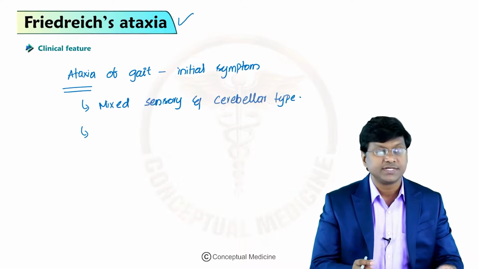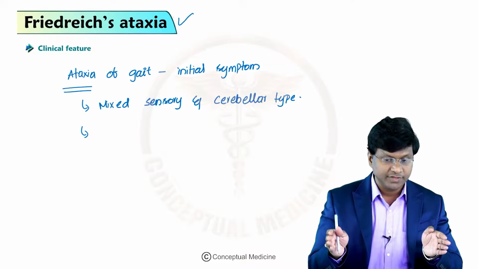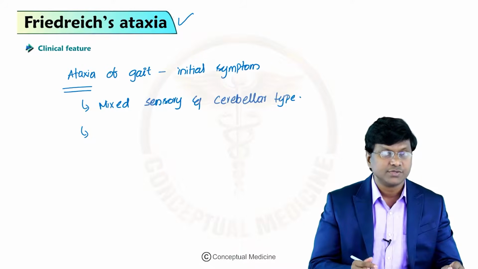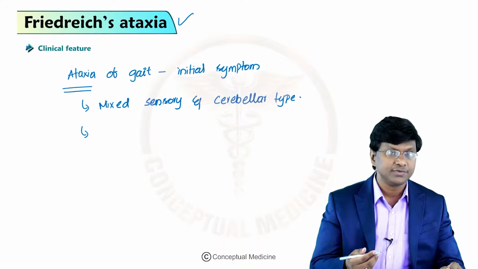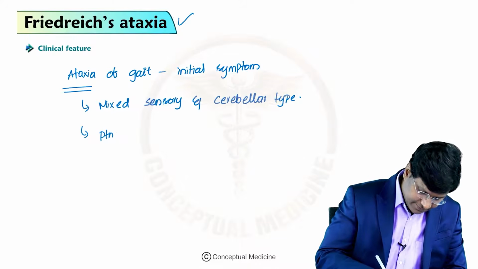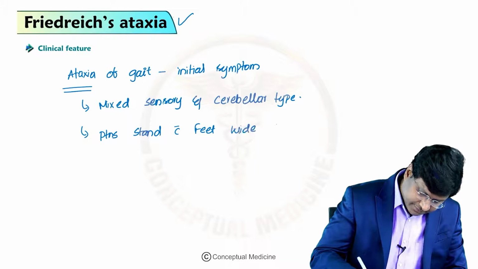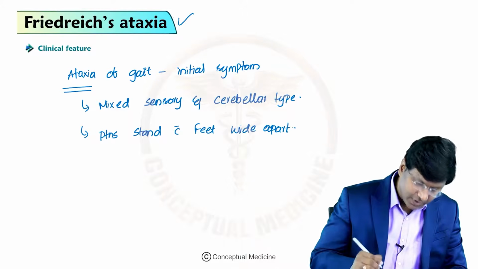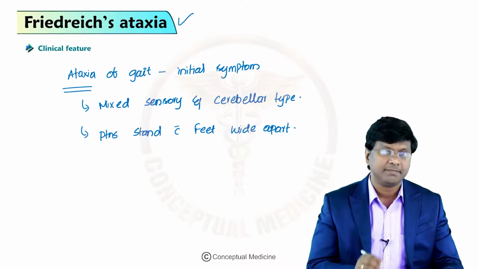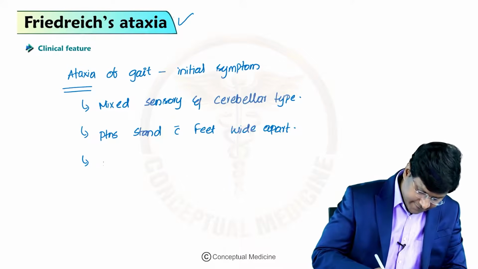Now in these patients, they cannot balance themselves if they stand normally. If they stand with the feet together, they cannot maintain the balance. So in order to maintain the balance, these patients stand with feet wide apart. Why? That is mainly to maintain the balance. Now in these patients, because of the involvement of the spinocerebellar tract, the Romberg sign is positive.